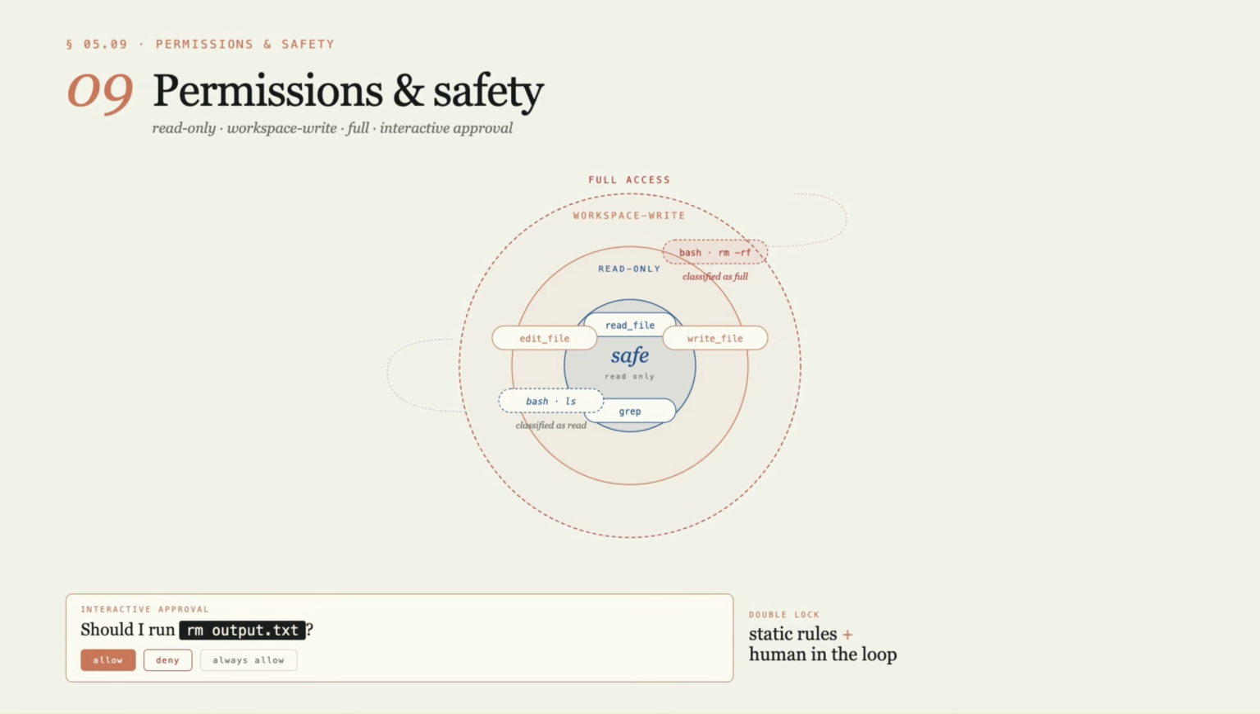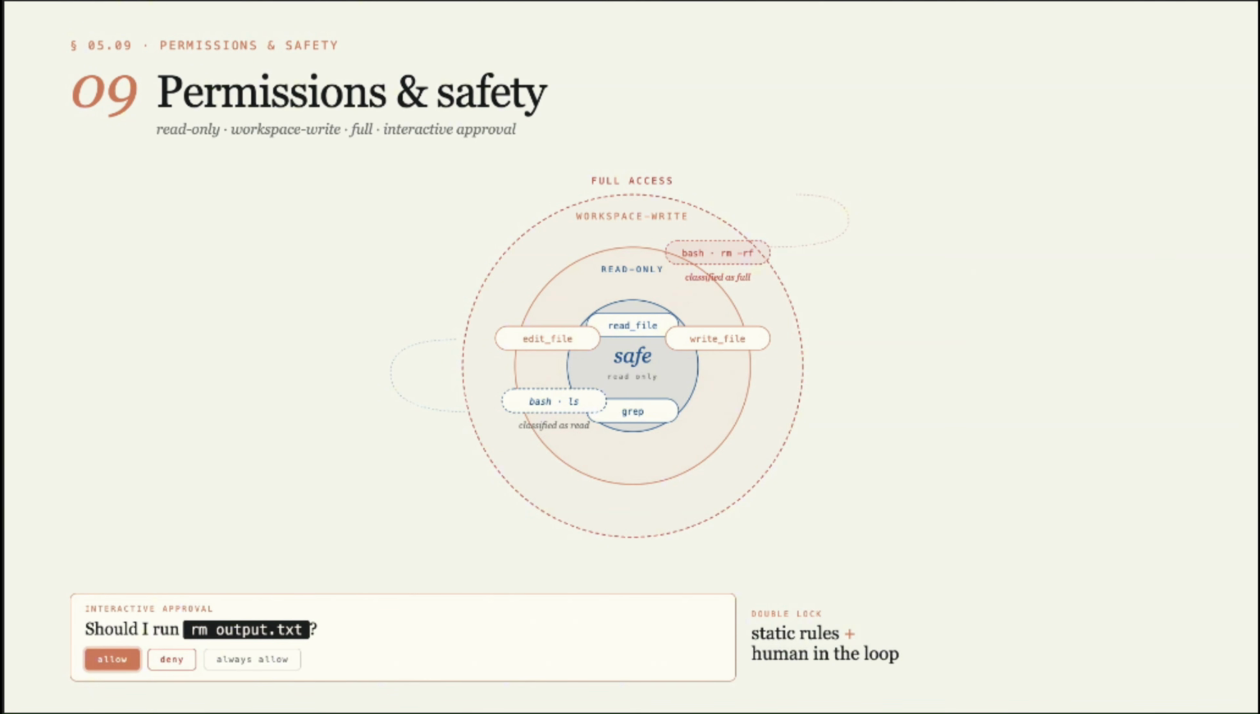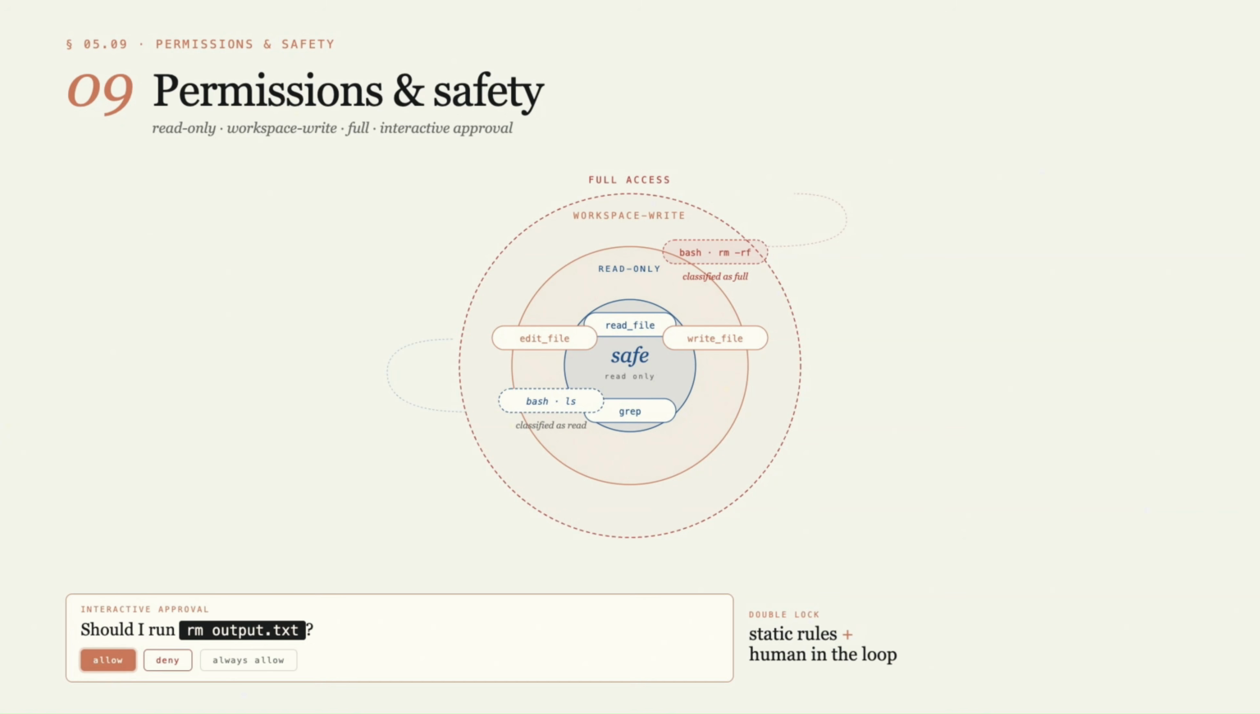On top of the static permission, you get interactive approvals. The agent can pause and ask, should I run this, right? So before executing anything dangerous, you want to have this safety layer built into the harness.